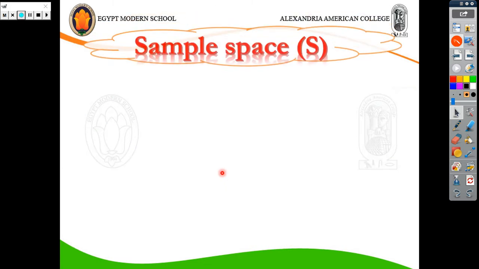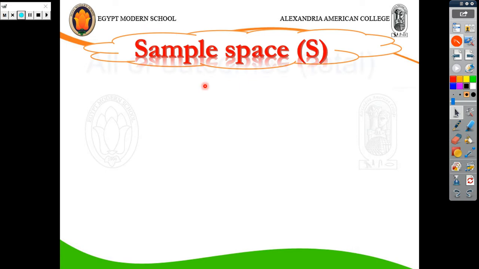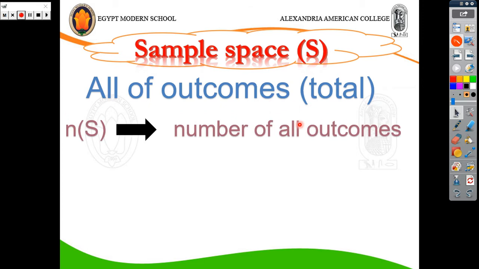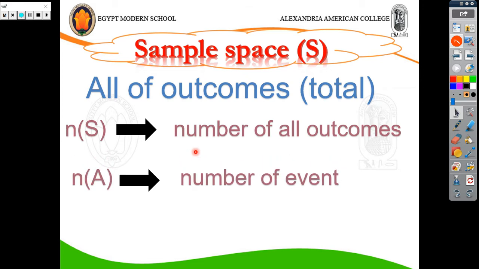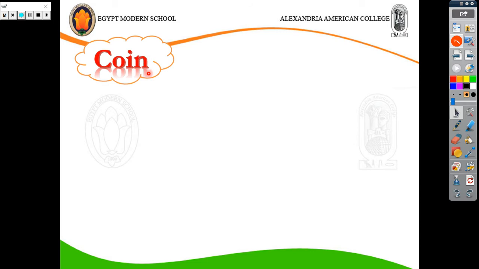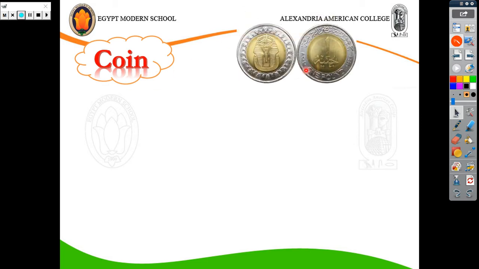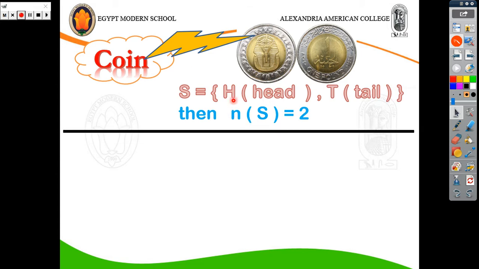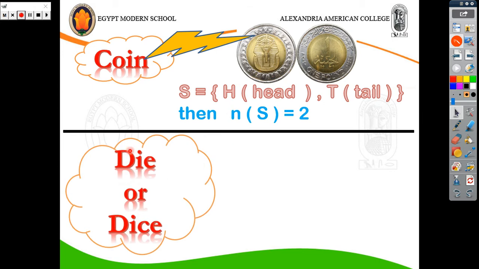Okay, what is the meaning of sample space? Sample space means all the outcomes, the total of outcomes. N of S means the number of all outcomes, the total. Number of A means the number of events. For example, a coin has head and tail. Number of sample space, how many? We have head and tail, so 2.